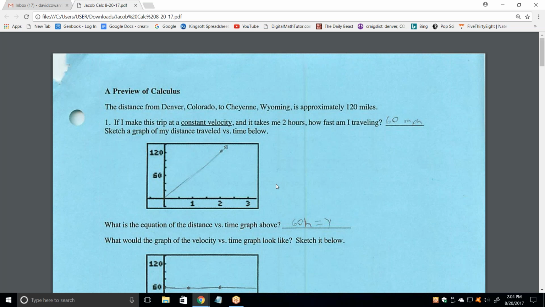And this equation you wrote here, 60h equals y, well, that's y equals 60h, has a slope of 60, right? And a y-intercept of 0. So it fits that perfectly.